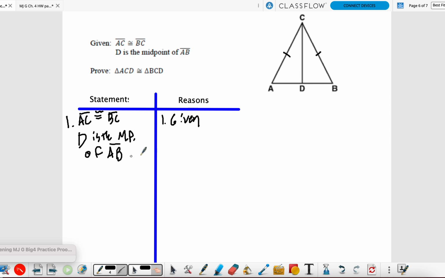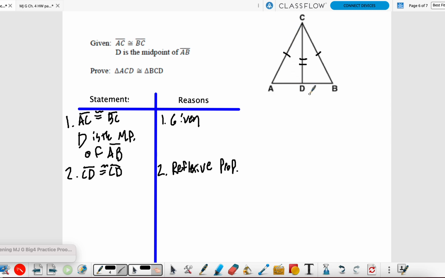Okay, before we talk about midpoint, let's look for our visual freebies. Do we have vertical angles or a shared side? Yes, we have a shared side again. So CD is congruent to itself. So we would use the reflexive property again. And now D being the midpoint of AB, we need to use that somehow. D is the middle point of AB.